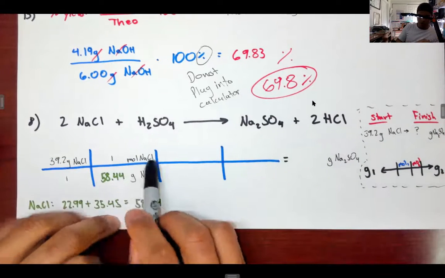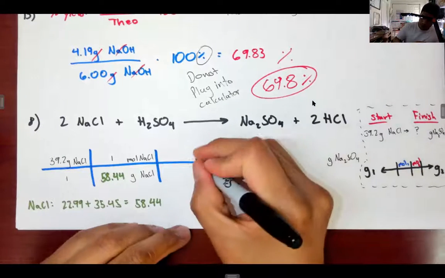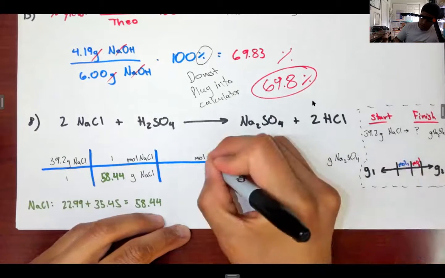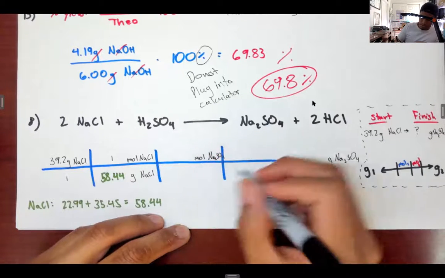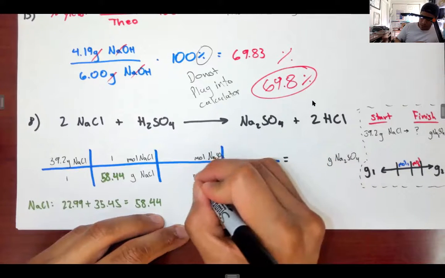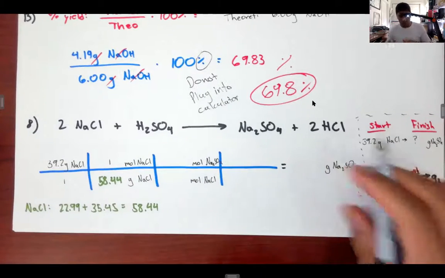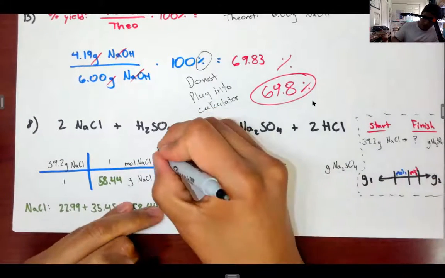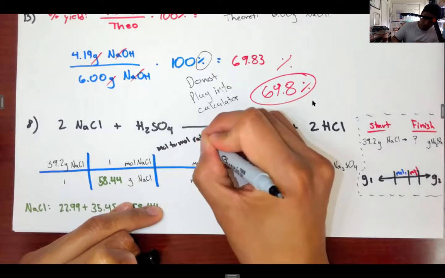Now, we went to moles of NaCl. Now we need to make that jump to moles of Na2SO4, okay? And how do we make that jump? What do we use? Mole to mole ratio. Mole to mole ratio, exactly. Okay, so here we use the mole to mole ratio.